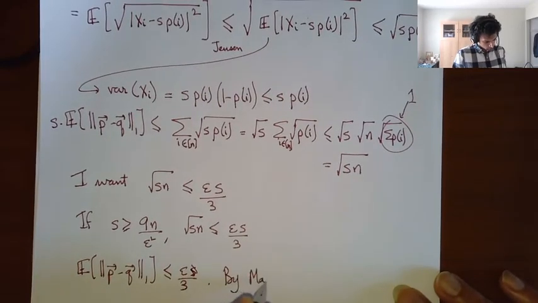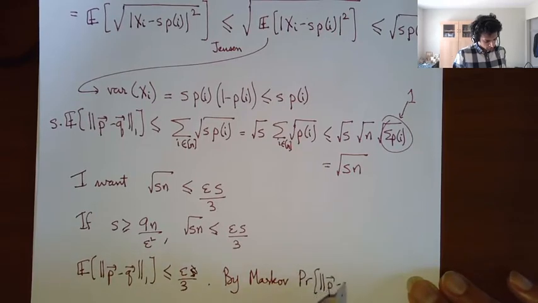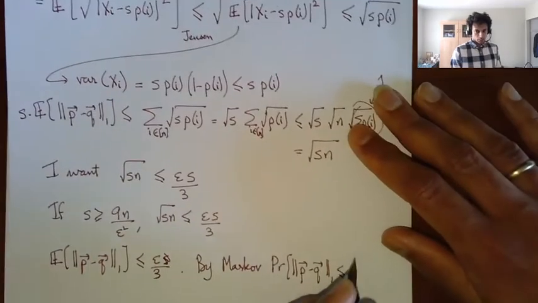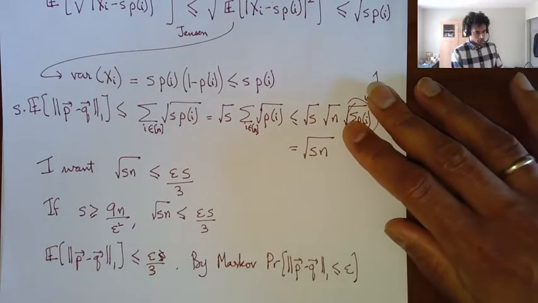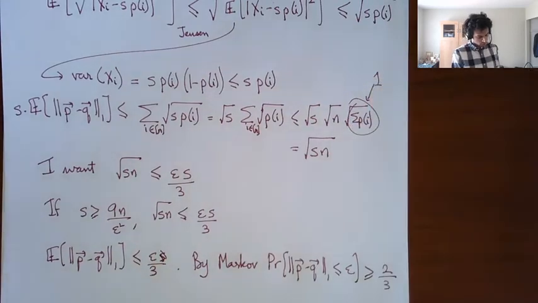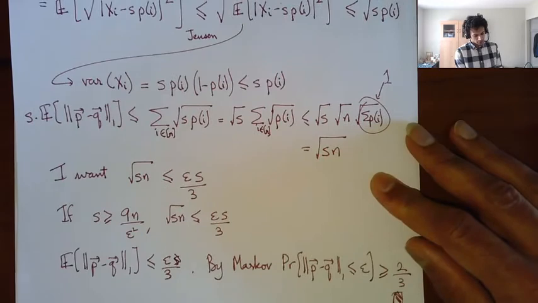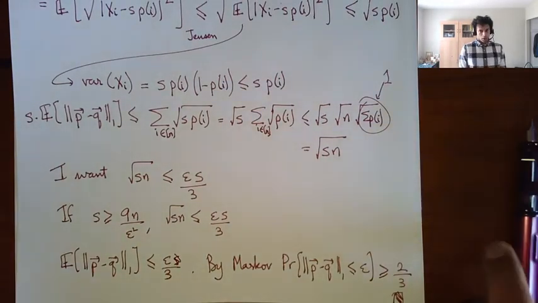So by Markov, the probability that this is at most 3 times the expectation is at least 2/3. Okay? And so that completes the analysis. Any questions?